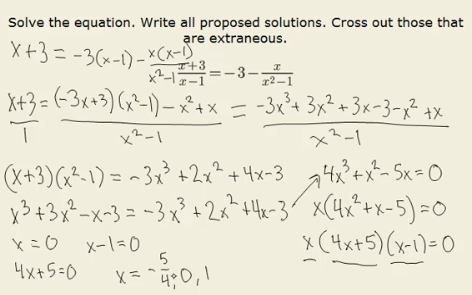Now we're not done there. We have to go back. We have to take these values of x and re-enter them into this initial equation at the top. We have to check to make sure all these answers hold up. When we do that, we see that x = 1 does not work. That gives us our two values of x = -5/4 and x = 0.